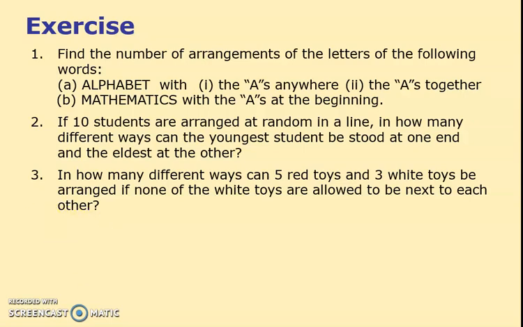So I hope you have had a go. I'm going to have a look now at doing this as well. Question 1A, alphabet. A's can go anywhere. Well, 1, 2, 3, 4, 5, 6, 7, 8. So I think that's 8 factorial. I've then got to divide by 2 factorial, because I've got 2 A's and they're identical. Are there any other letters which are the same? I don't think so. So 8 factorial divided by 2 factorial, on my calculator I get 20,160.